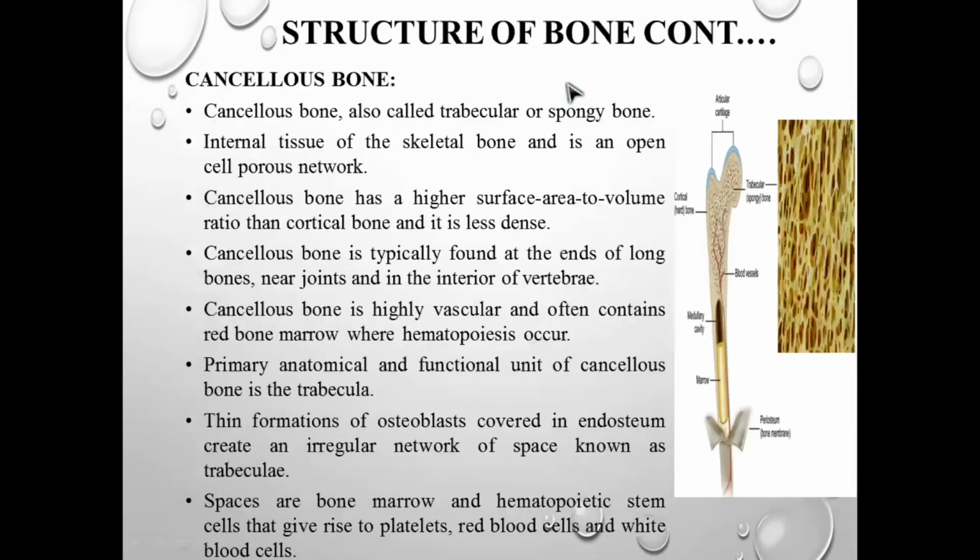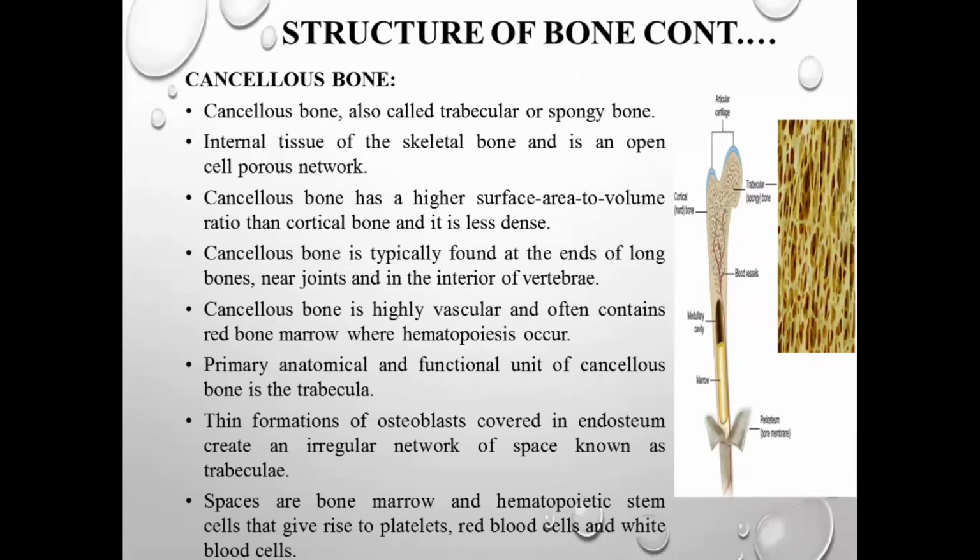Right, we move to the next slide. Next is going to be cancellous bone. So the cancellous bone is nothing but, you can see the matrix. It's also called trabecular or spongy bone. It is the internal tissue of the skeleton bone and is an open cell porous network. A lot of pores will be there, a network-like structure with a lot of pores.